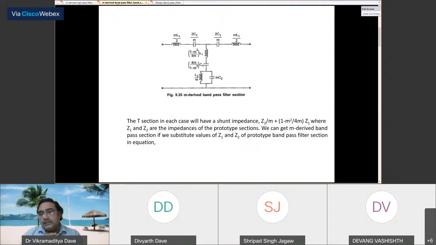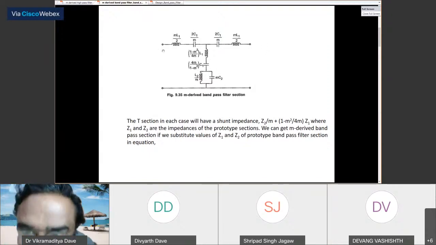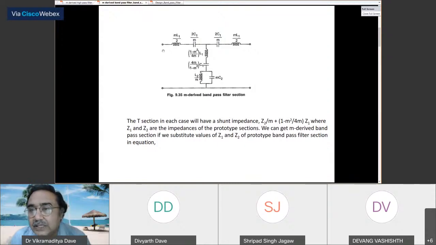Again, this is formed by combining the M-derived low pass and the M-derived high pass filter. So in the series arm, what will we get? We will get ML1 by 2 because of the low pass filter, and also twice C1 by M because of the high pass filter. So there will be two half sections on the series arm, and the same is repeated on the right-hand side and the left-hand side: ML1 by 2, twice C1 by M, twice C1 by M, ML1 by 2.